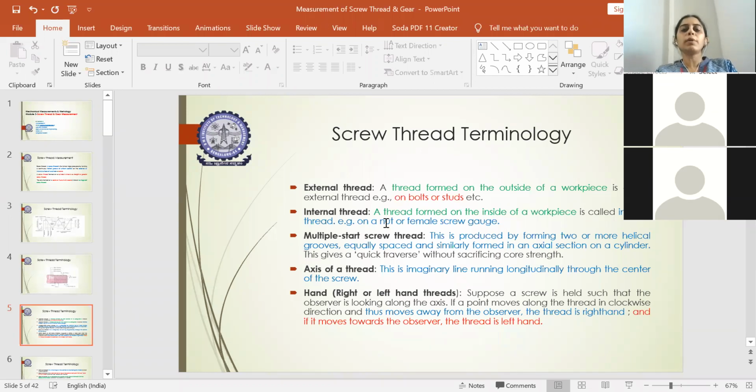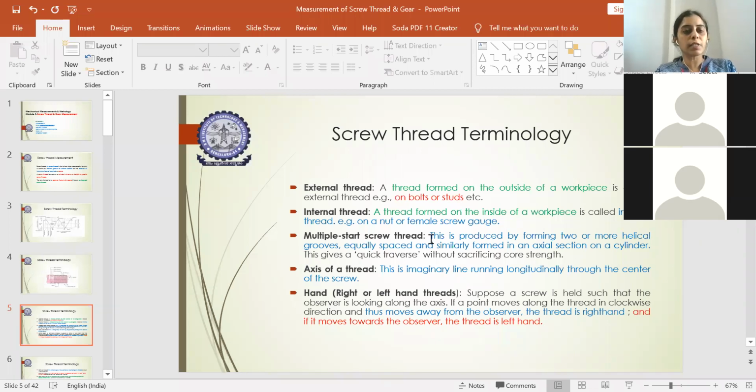And then you should know what is meant by a multiple start screw thread. This is produced by forming two or more helical grooves equally spaced. If you make the helical grooves equally spaced, and these are similarly formed in an axial section on a cylinder, then you call this a multiple start screw thread. You will have equal distance maintained between the consecutive threads, which will be coaxial to the axis of the cylinder.